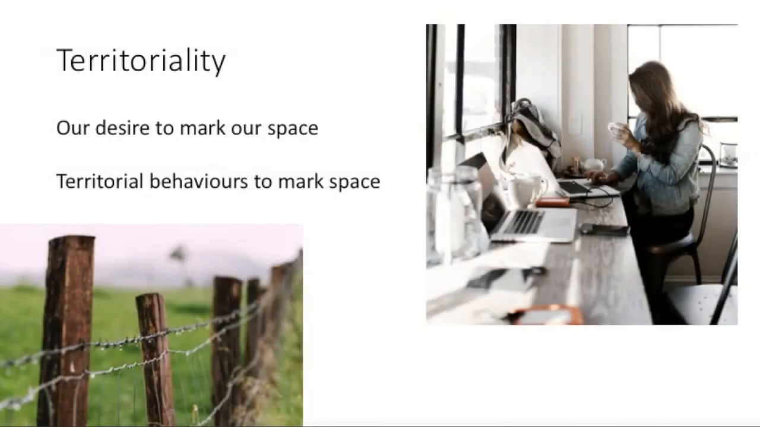Related to the way in which we use space is this idea of territoriality. And territoriality is basically our desire to mark our space. And we use various territorial behaviors to mark space. So anytime you come into class, say, and you put your jacket on the back of your chair, that would be a territorial behavior. Other forms of territorial behavior include things like putting up a fence between neighbors.